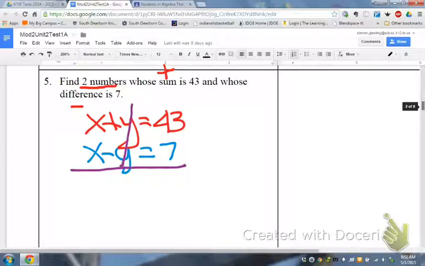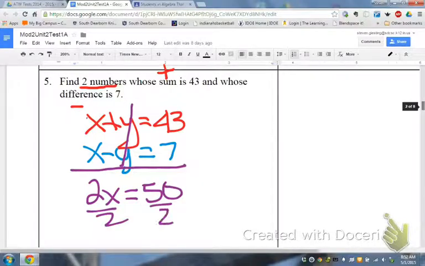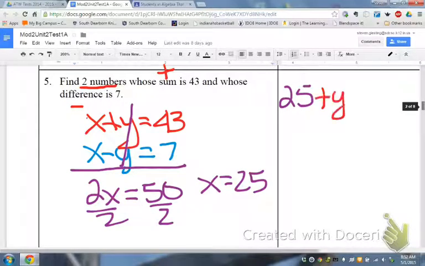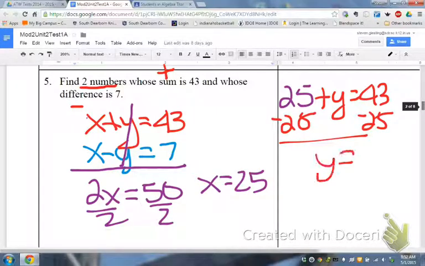The y's will cancel. x plus x becomes 2x. 43 plus 7 becomes 50. We'll divide by 2. We discover that x equals 25. Then we can substitute that in. 25, we'll go to the top equation because I don't like to deal with negatives if I can avoid it. Plus y equals 43. Take away the 25. And we discover that y equals 18. And that is how we do the first standard on the Module 2, Unit 2 test.